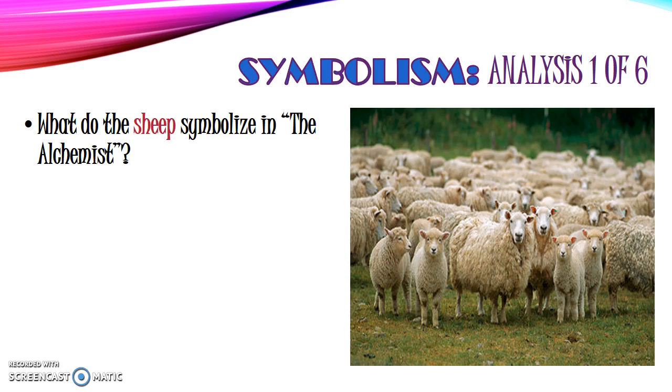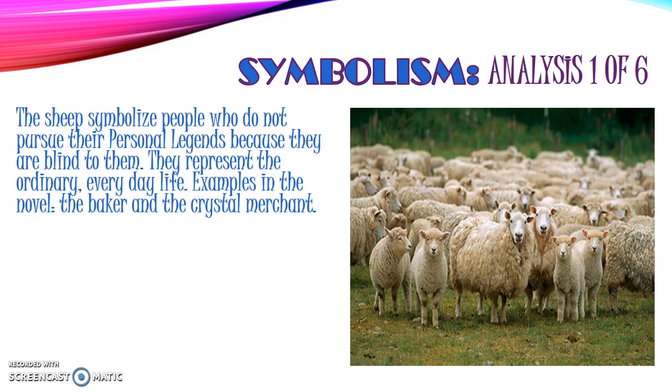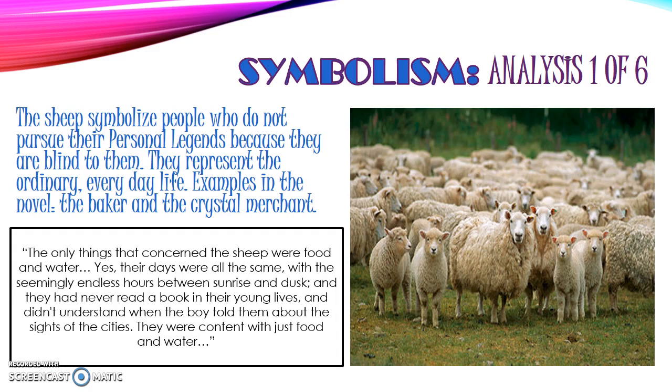What do the sheep symbolize in The Alchemist? The sheep symbolize people who do not pursue their personal legends because they are blind to them. They represent the ordinary, everyday life. Examples in the novel, the baker and the crystal merchant. The only things that concerned the sheep were food and water. Yes, their days were all the same, with the seemingly endless hours between sunrise and dusk. And they had never read a book in their young lives and didn't understand when the boy told them about the sights of the cities. They were content with just food and water.